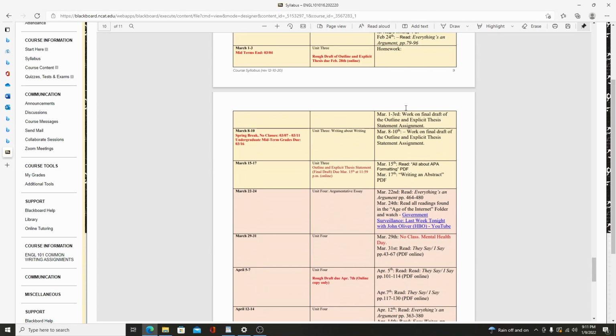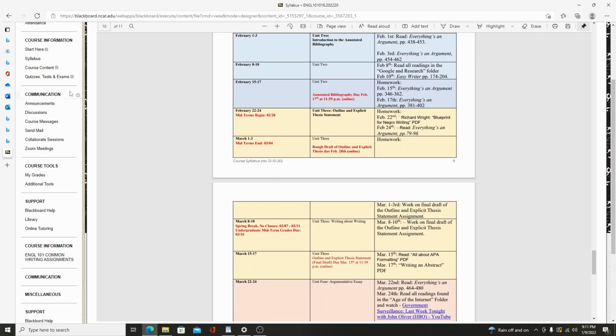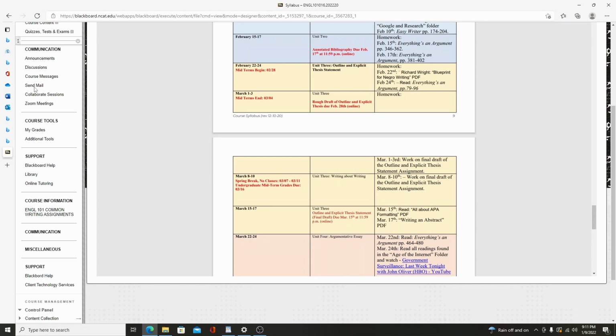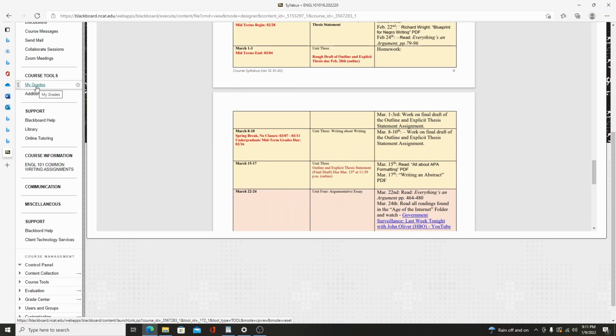All right, so let's go to the next important thing you need to be aware of, which is the Send Mail tab. If you hit Send Mail, you can use that to send me a message, or you can just go on your Microsoft login. Then there's My Grades, so this is where your grades will be posted. But let's look at English 101 Common Writing Assignments.